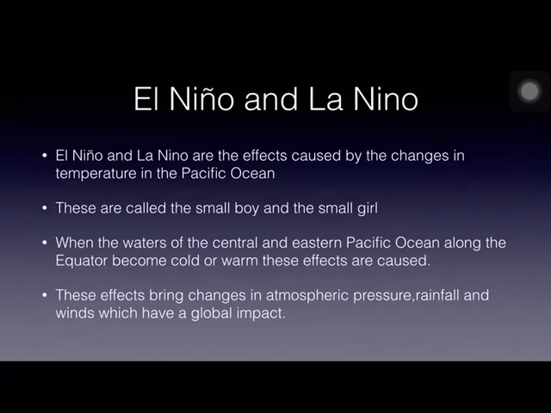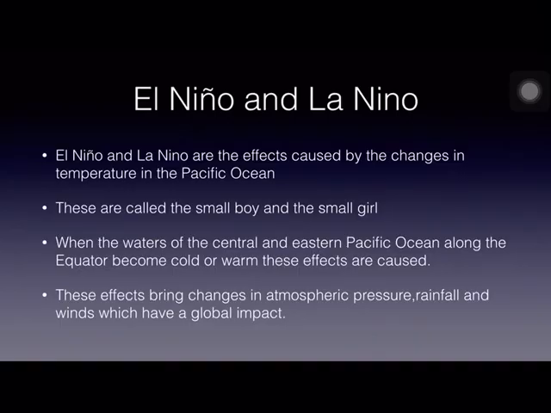Now, I told you I will be explaining about El Nino and La Nino at the end of the chapter. Now, I am going to take up that topic. Last but not the least, the topic is El Nino and La Nino, and these two are the effects caused due to changes in the temperature of Central and Eastern Pacific Ocean. Once in every 4 or 5 years, when the waters of Eastern and Central Pacific Ocean become warm or cold, these effects are caused.